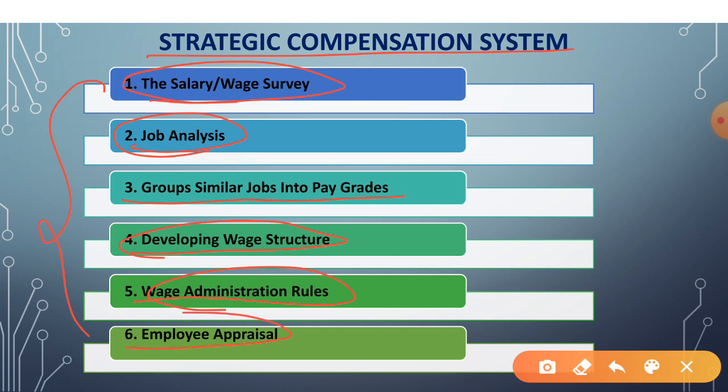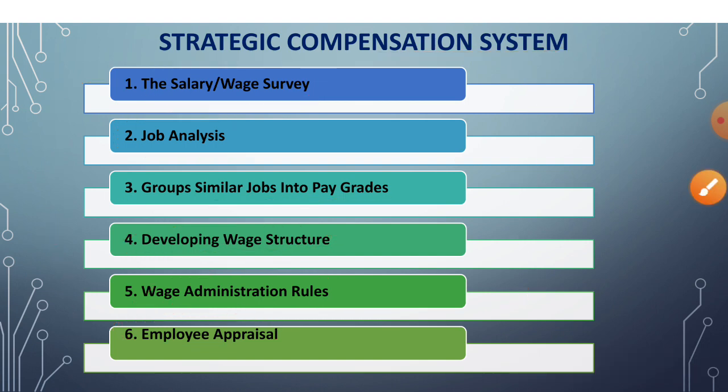Now, the last or sixth step is employee appraisal. In order to reward merit and performance, it is necessary to evaluate the performance of individual employees. Some differentials in pay are maintained on the basis of employees' performance. This is necessary to provide incentives for hard work and superior performance, so it is evaluated against a predetermined standard of performance. So these are all the six steps of the strategic compensation system.